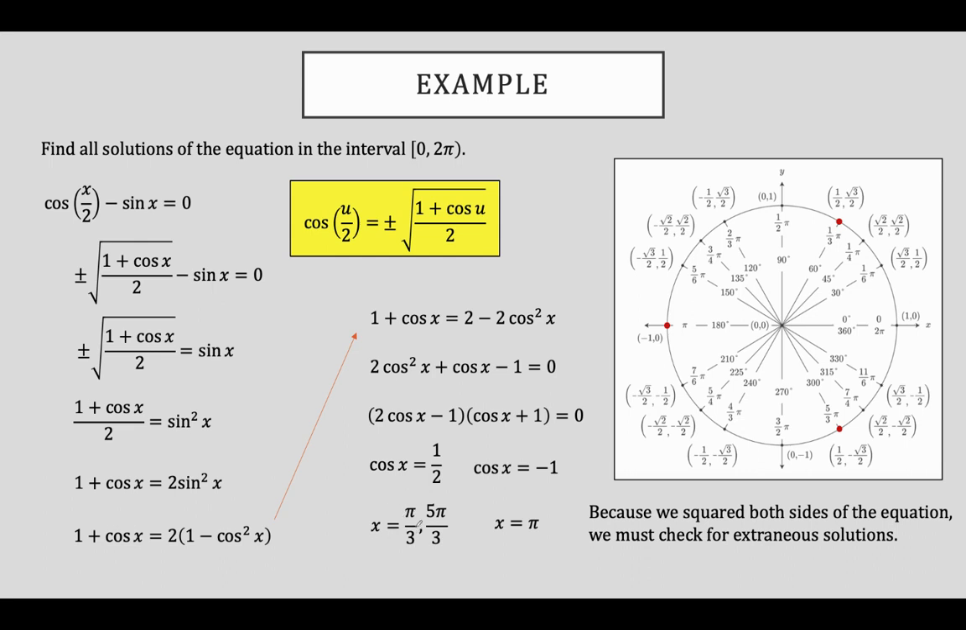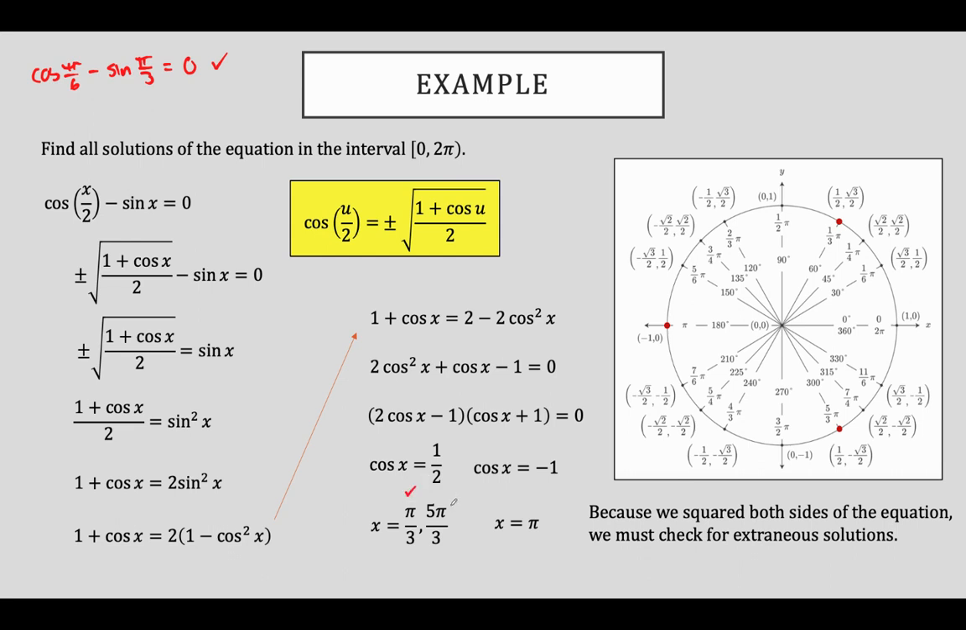If I plug in pi over 3 for x, well, pi over 3 divided by 2, that's pi over 6. So we're looking at the cosine of pi over 6 minus the sine of pi over 3. And we want that to equal 0. Well, the cosine of pi over 6. Here's pi over 6. Cosine is root 3 over 2. The sine of pi over 3, that's root 3 over 2. We get root 3 over 2 minus root 3 over 2, which does indeed equal 0. Okay, pi over 3 checks out.